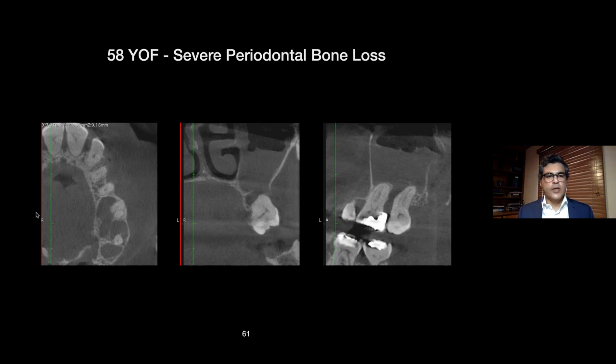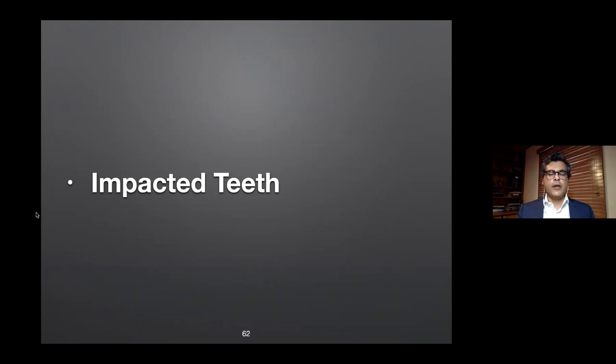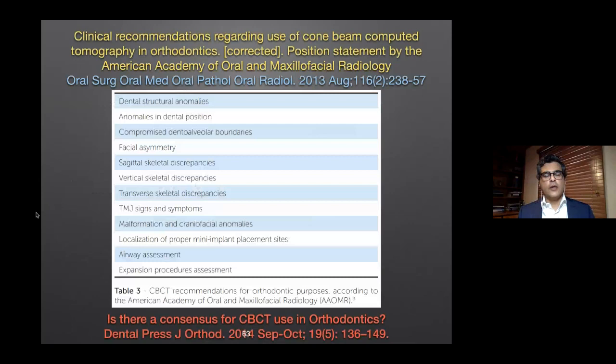Impacted teeth. Any impacted tooth these days, generally, it is recommended that a cone beam CT scan is taken before proceeding with determining whether to extract or how to extract the tooth. So from an orthodontic perspective, these are some of the recommendations regarding use of CBCT.